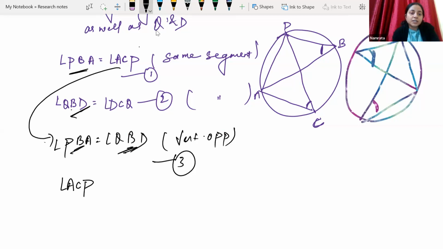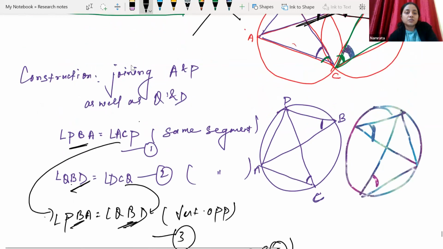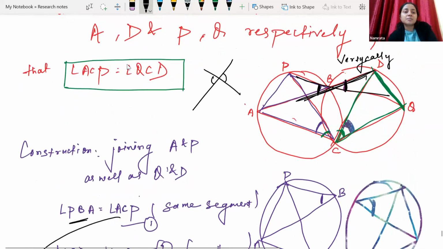And at the place of QBD, I am going to write DCQ. From 1 and 2, we have taken angle PBA and substituted it in equation number 3. From equation number 2, we have taken QBD and substituted it in equation number 3. So whatever information we had from 1 and 2, we have substituted in equation number 3. Okay, now let's see what we have to prove. We have to prove that angle ACP equals angle QCD.